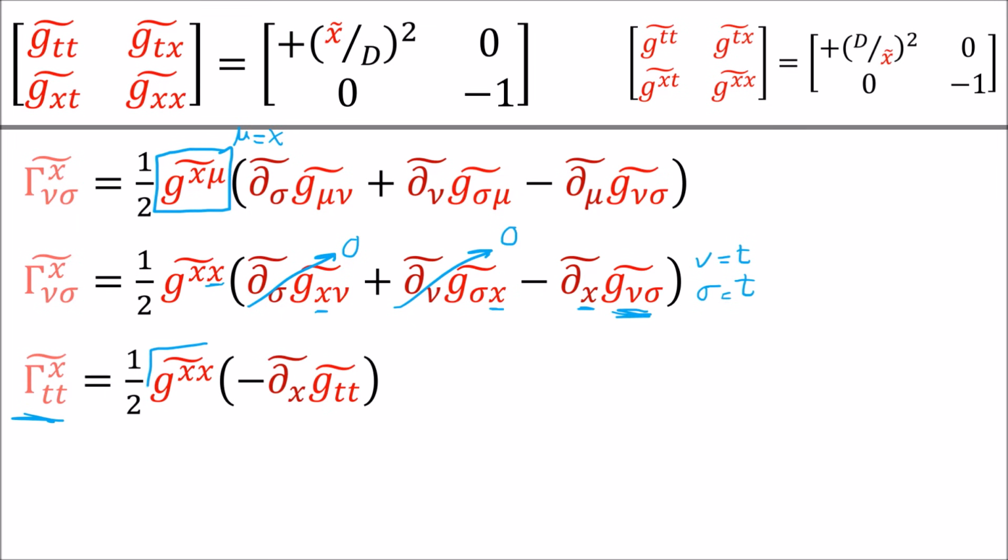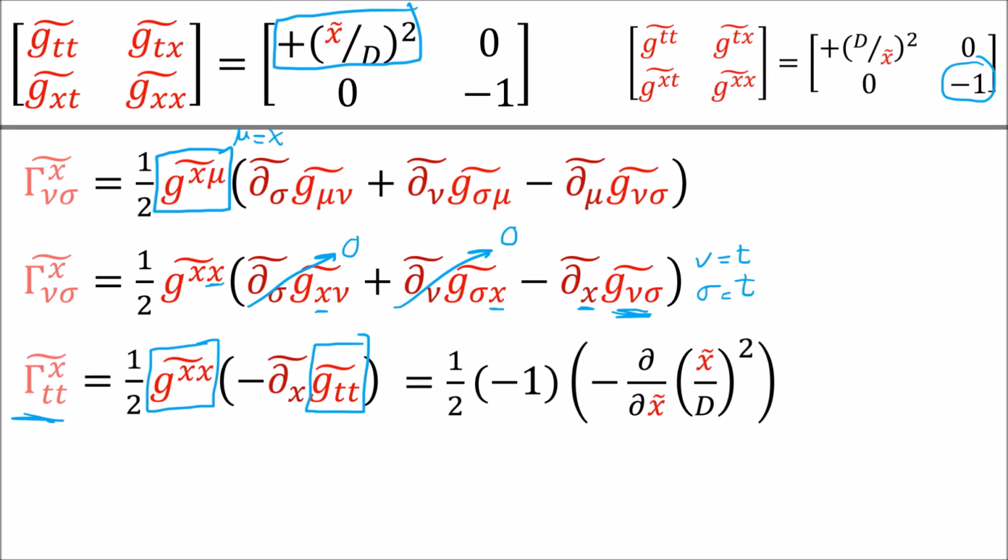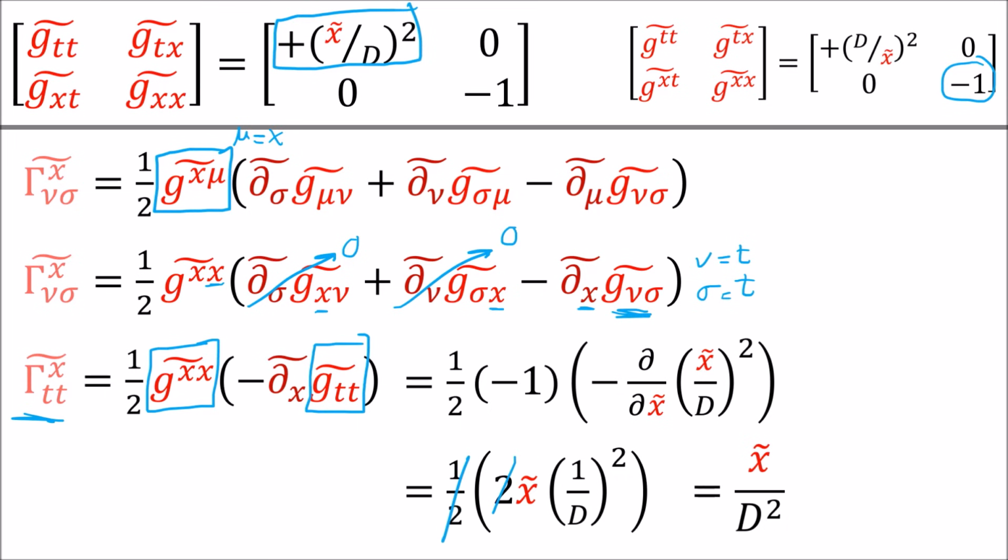The xx component of the inverse metric is -1, and gtt is x tilde over d all squared. The derivative of x tilde squared is 2x tilde, and canceling the 2 and the 1/2 and the minus signs, we get a value of x tilde over d squared. All the other Christoffel symbols with x up top go to 0.